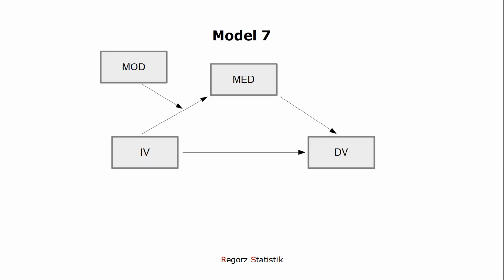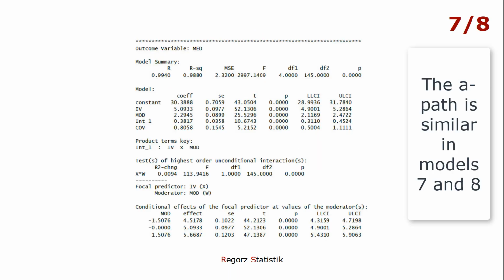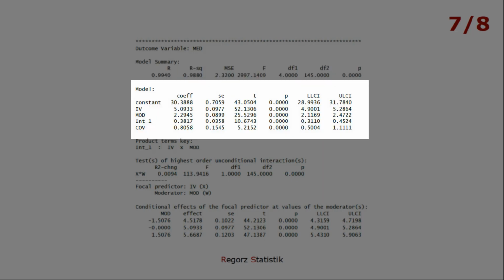In model 7, we have only a moderation of the A path. This is the model for the A path, the model summary, the model with its coefficients, and important here is the interaction. Because if this interaction gets significant, we have a moderated A path. Here's the effect. It is a B, that is an unstandardized regression weight, not a beta. Standard error, T statistic, and here the p-value.